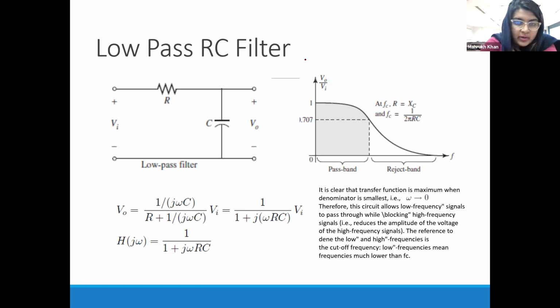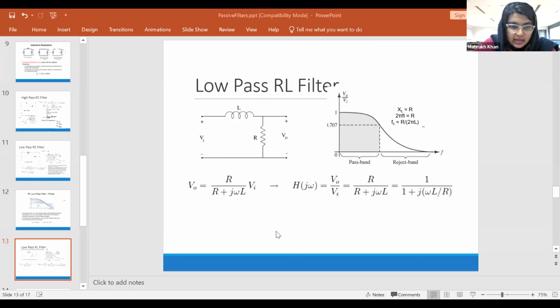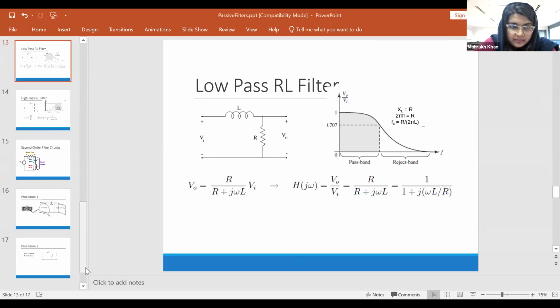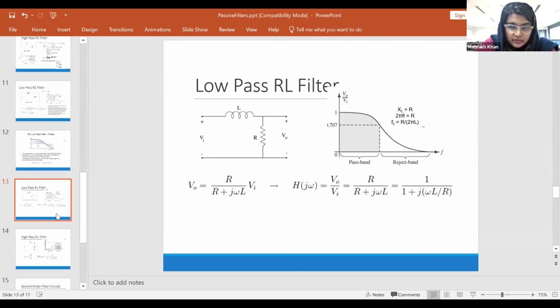Now I'm moving towards inductor. Why am I... the slides are not moving. Okay, let me share them again. Okay, so now we have done this thing and I am moving towards inductor.